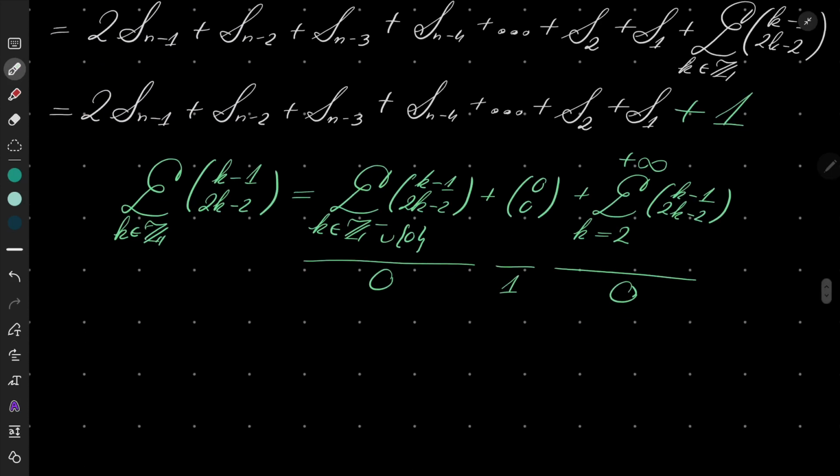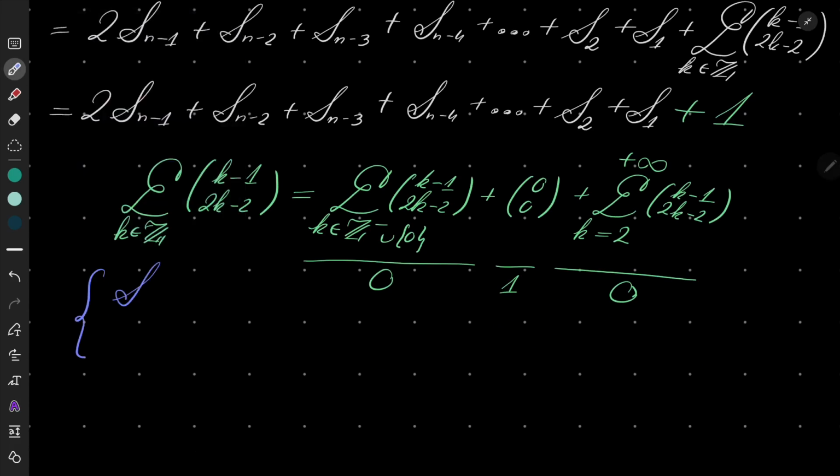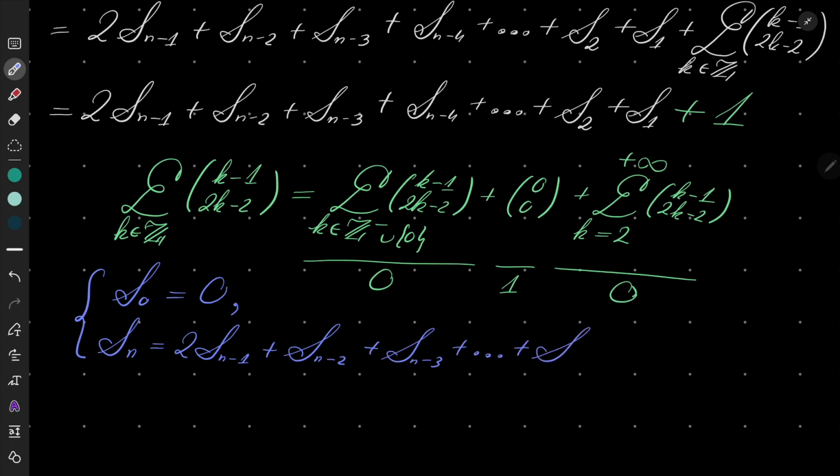So we have the following recursion for our sum. S of 0 equals 0. S of n equals 2 times S of n minus 1, minus S of n minus 2, minus S of n minus 3, and so on and so on, minus S of 2, minus S of 1, plus 1 for positive integers.